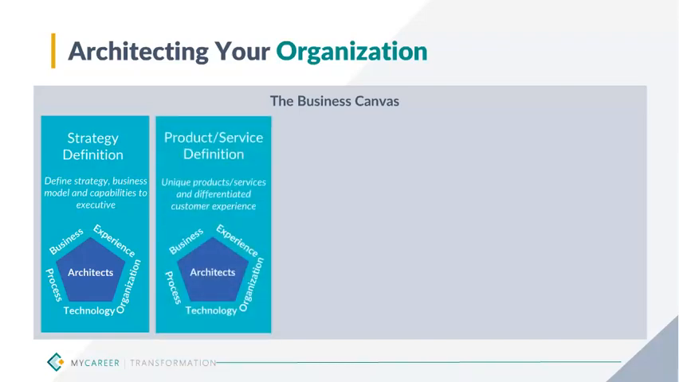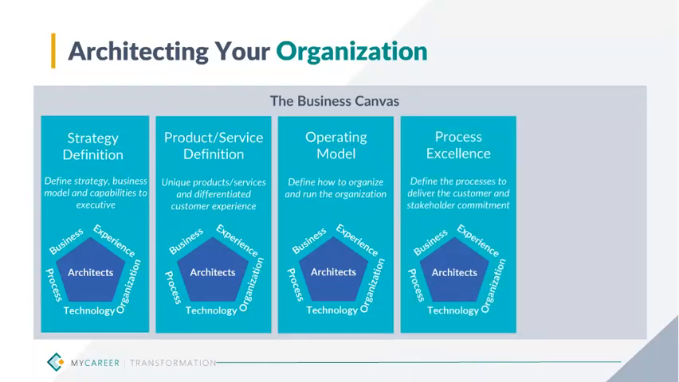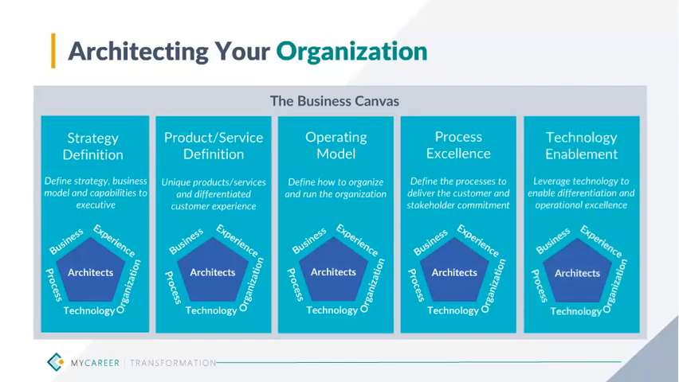2. Product or service definition. The unique product or services outlined in the business strategy that offer a differentiated customer experience. 3. Operating model. The organized structure and management of the organization. 4. Process excellence. The processes needed to deliver on the customer and stakeholder commitment. 5. Technology enablement. The leveraging of technology to enable differentiation and operational excellence among your competitors.